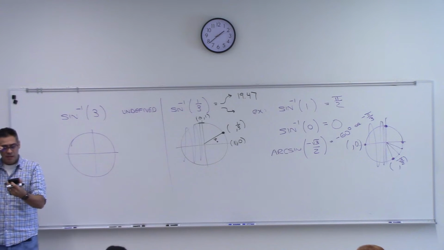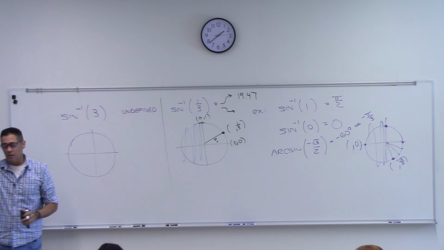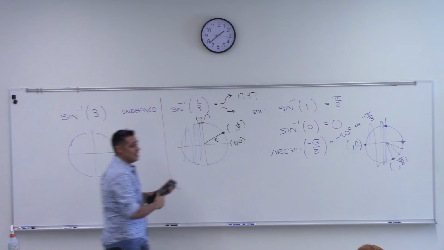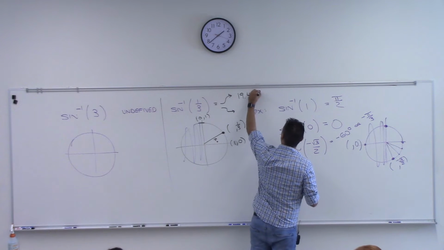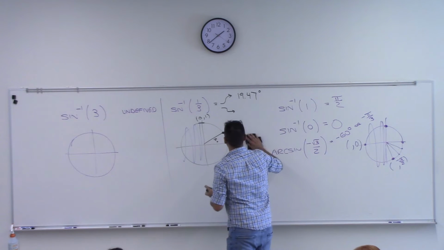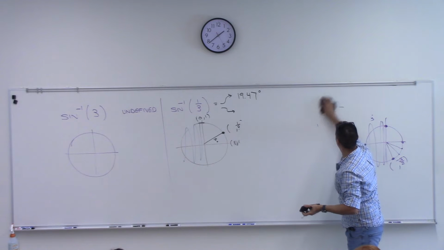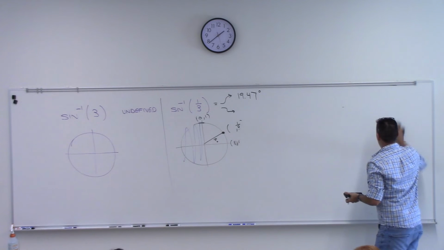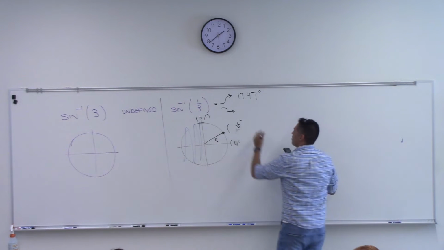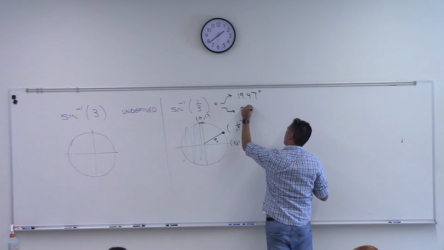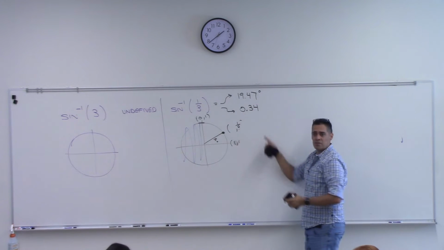And I am in degree mode on my calculator, all right? So I need to put right here 19.47 degrees. The other answer you could get was a decimal, right? What did you get for the decimal? Approximately 0.34. And this would be radians, right?